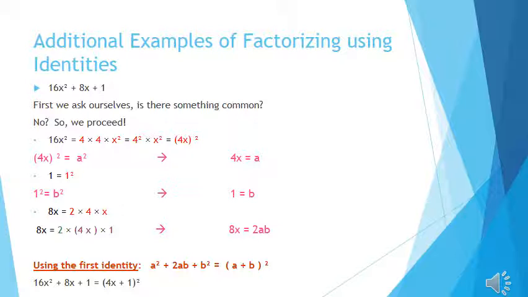Now we must find out 2ab to be equal to 2 multiplied by 4 multiplied by x. If we take 8x, it is equal to 2 times 4 times x, which is equal to 2 multiplied by 4x multiplied by 1. So 8x equals 2ab. Using the first identity, a² + 2ab + b² equals (a + b)², we can find out that 16x² + 8x + 1 equals (4x + 1)².